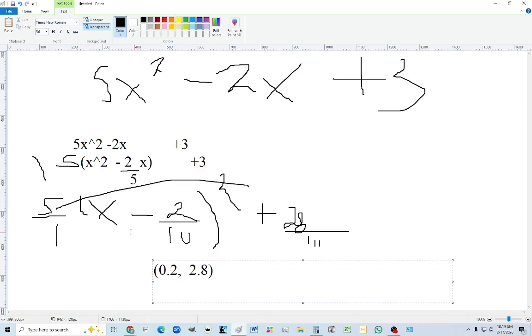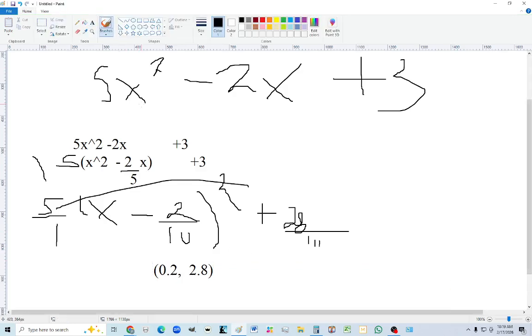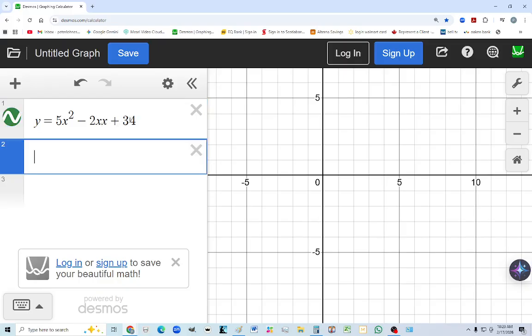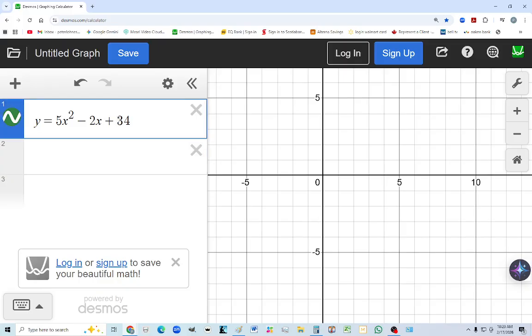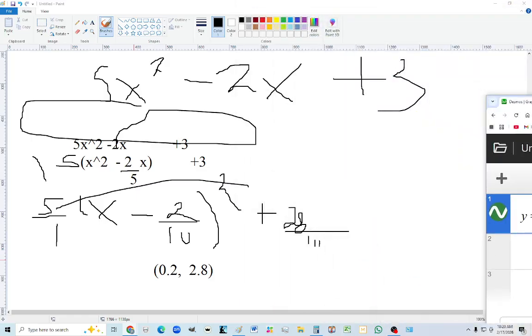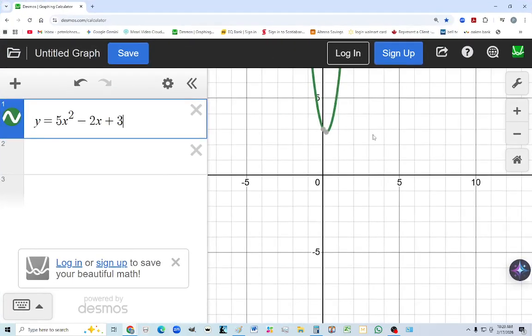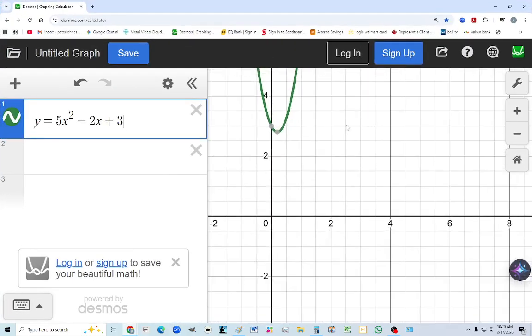So I'm going to plug in this original equation right here, 5x squared minus 2x plus 3, to see if we got it right. 5x squared minus 2x plus 3, I think it was. Let's go back and see. So 5x squared minus 2x plus 3, and we'll see if we got the vertex. It should be 0.2 comma 2.8. Look at that. We got the vertex.